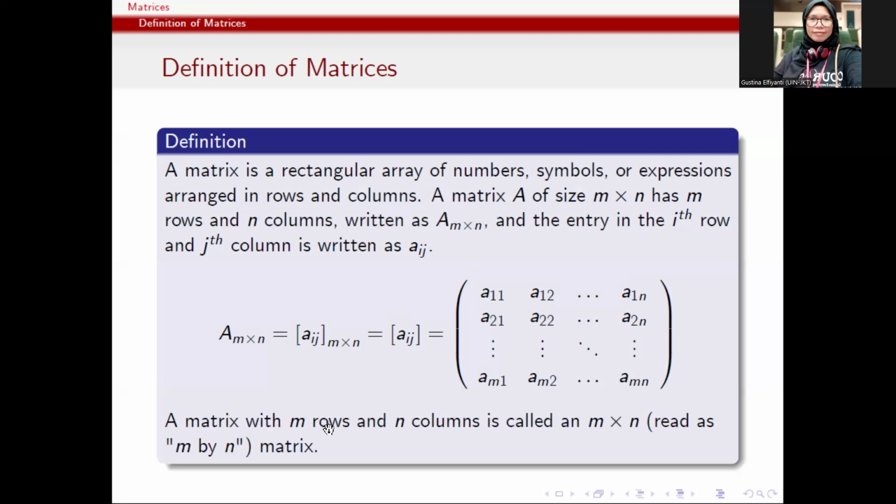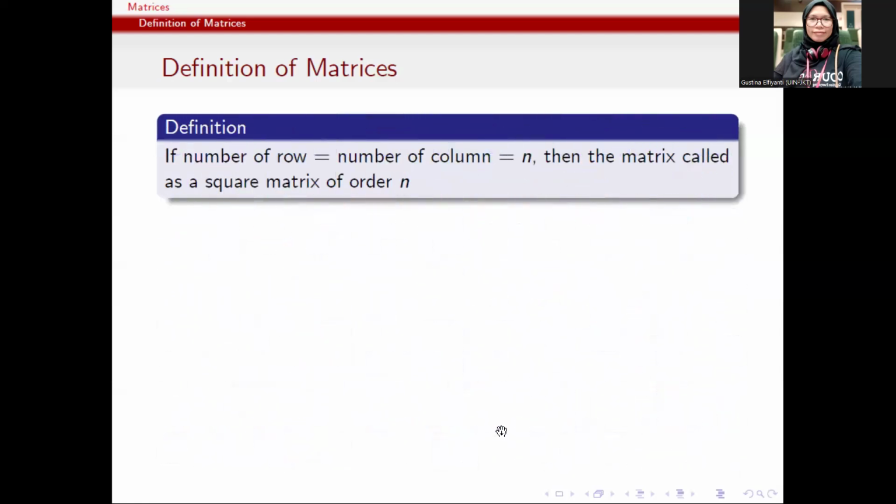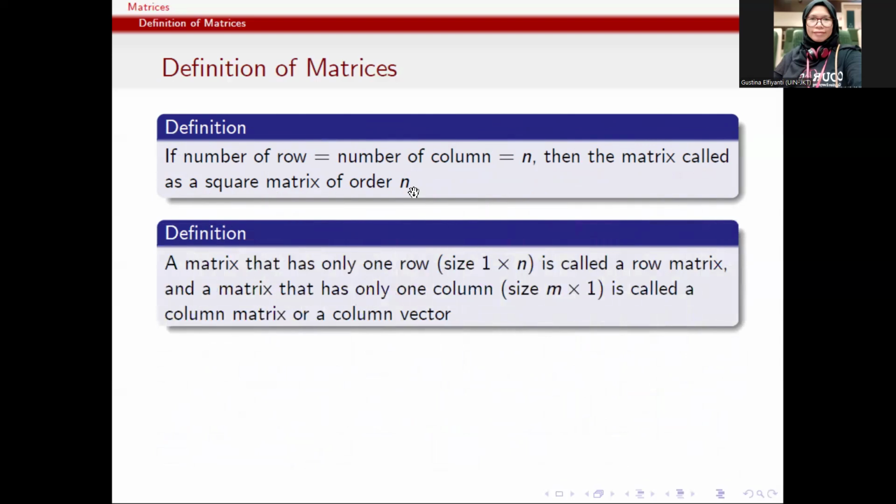So a matrix with m rows and n columns is called an m by n matrix, or we write m cross n. If the number of rows is equal to the number of columns, let's say n, then the matrix is called a square matrix of order n. A matrix that has only one row, let's say size 1 by n, is called a row matrix. And a matrix that has only one column, let's say size m by 1, is called a column matrix or a column vector.